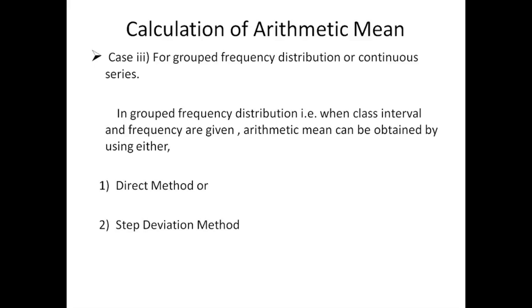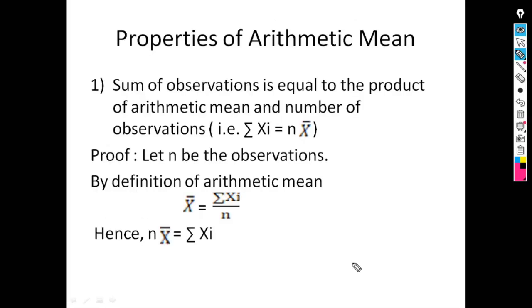The arithmetic mean for a grouped frequency distribution, or for continuous type of data, can be computed by any method, either by the direct method or the step deviation method. The choice is ours. Next topic is properties of arithmetic mean.